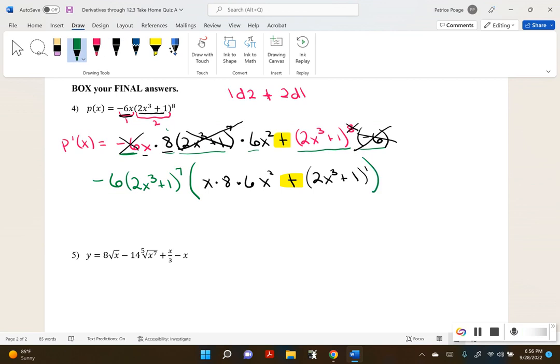All right. So then whatever you pulled out is already simplified. It stays where it's at. And over here, we're going to have 8 times 6, that's 48, and x times x squared is x cubed, plus 2x cubed plus 1. So I can combine these two, and I get 50x cubed plus 1.